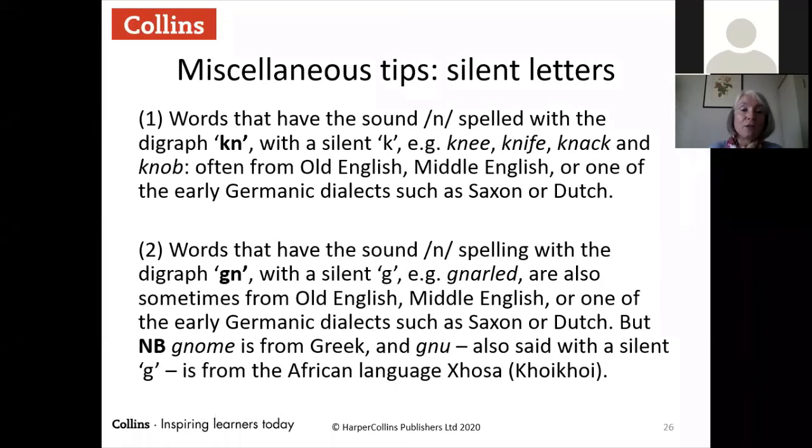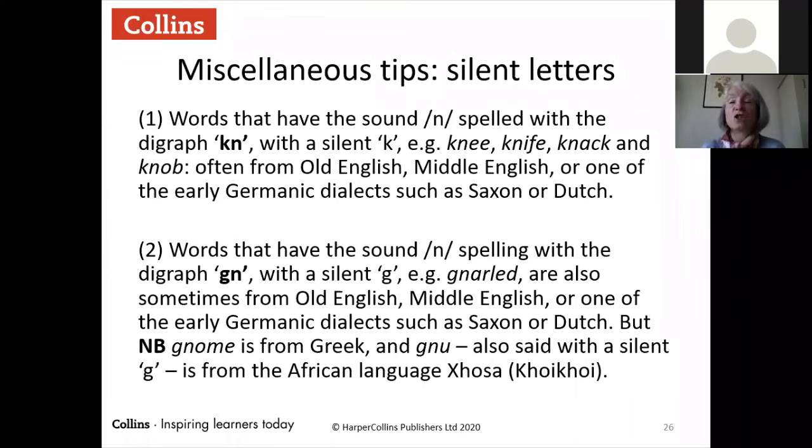And a lot of these words are also from early Germanic dialects such as Saxon or Dutch, or Old English or Middle English. But be careful, because gnome, which also has a silent G at the front, and gnosis are from Greek, and gnu is from the African language Xhosa. So sometimes understanding where the word comes from might be a little bit of a clue.